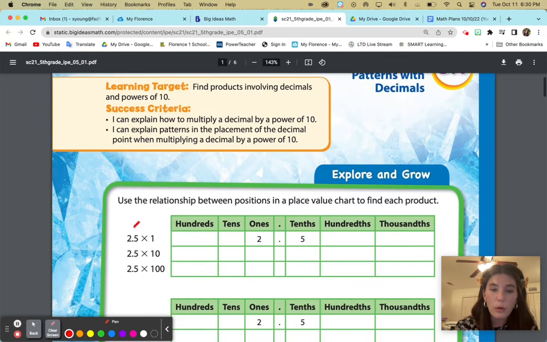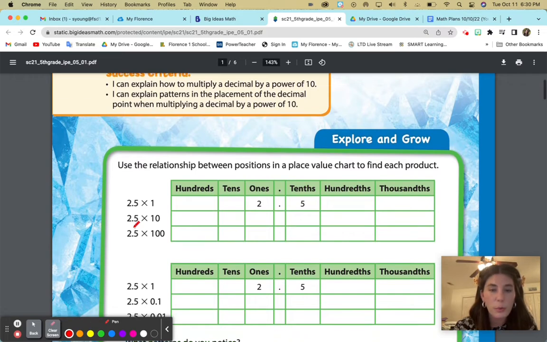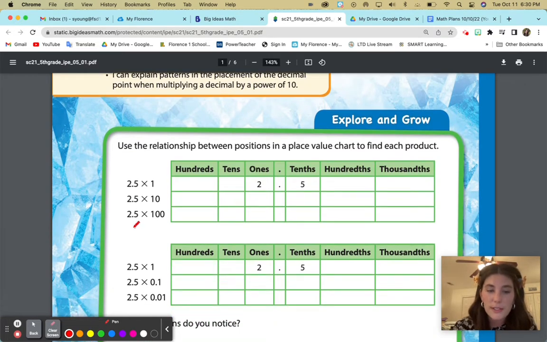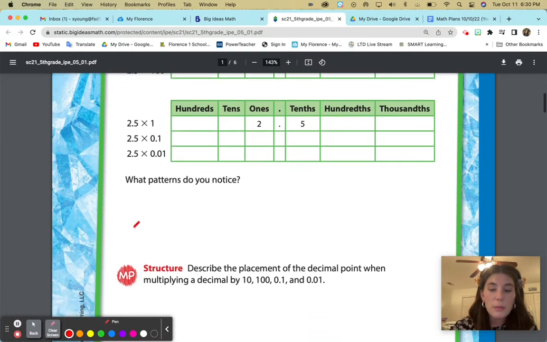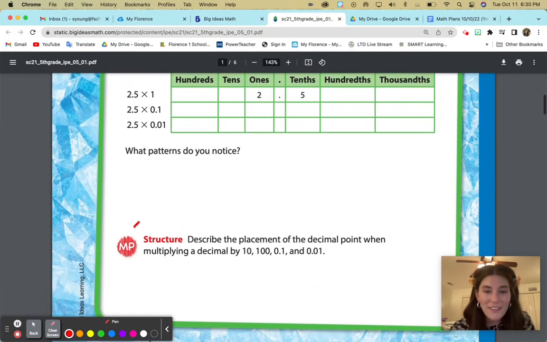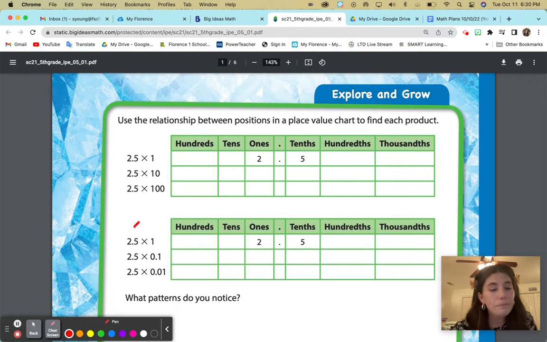So, for example, let's go ahead and look right here at this exploring growth. So, pause your screen for a second. If you do not have your Big Ideas textbook out, you need to be on page 175 with me. All right, so now that you're ready, let's go ahead and look at our table here. So we're going to use the relationship between positions in a place value chart to find each product.